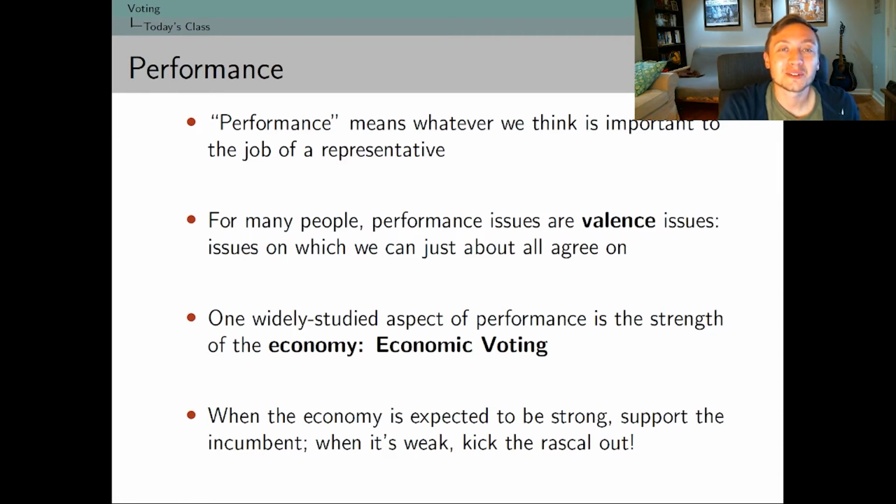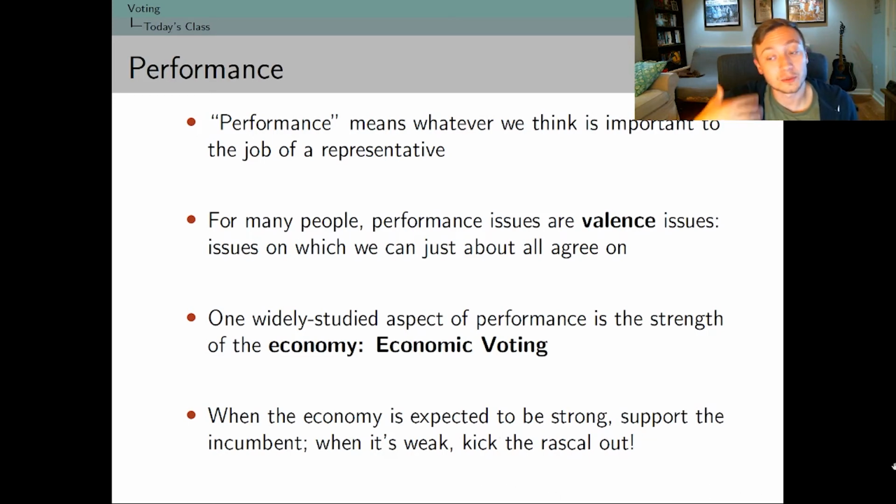The archetype, the example of a valence issue, is the economy. Most people, I would say, would generally want less unemployment. They would generally want higher GDP growth. They would generally want better wage growth, those kinds of key economic indicators. And so if the economy is good, voters are generally pretty happy. And if the economy is crappy, then voters are generally unhappy. This is essentially a kind of performance voting that really just looks at some basic key indicators of economic reality. And so if we think the economy is going to be strong, we support the incumbent.